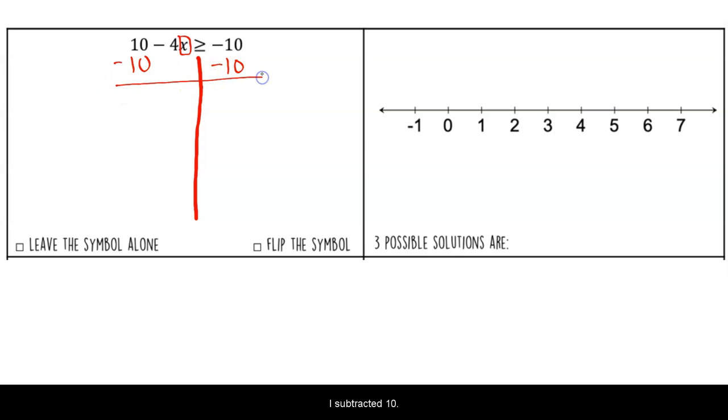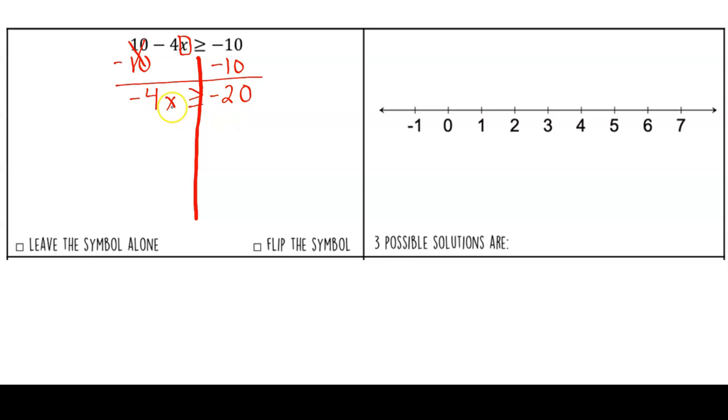I subtracted 10 from both sides, so it cancels out on the left, and then on the right side I have negative 10 minus 10, which is negative 20. My inequality symbol stays the same because I subtracted 10. And then remember, you've got to bring down negative 4x, because you're subtracting 4x from 10, you have to bring down the negative as well. So now notice what we have here. I have a negative number next to the variable. So this means negative 4 times x is greater than or equal to negative 20.